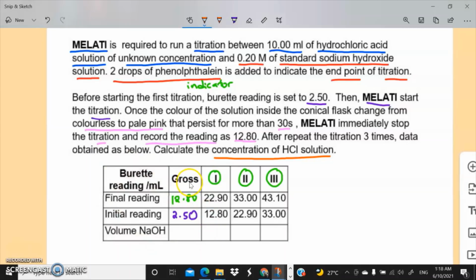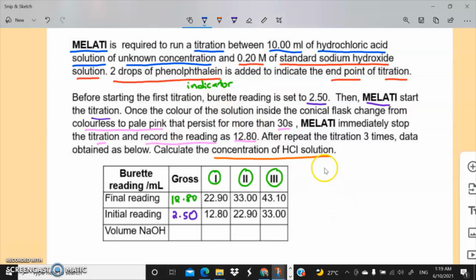Gross reading. So here we got the gross reading. So what is the purpose of gross reading? From the gross reading, we can estimate how much volume of titrant is used. So that is the purpose of gross reading. Let me discuss here what is your titrant and what is your analyte. Before you continue, once you get this kind of question, you have to sketch what is going on. So we just sketch based on our information here.